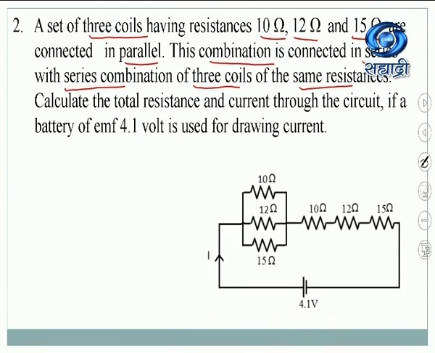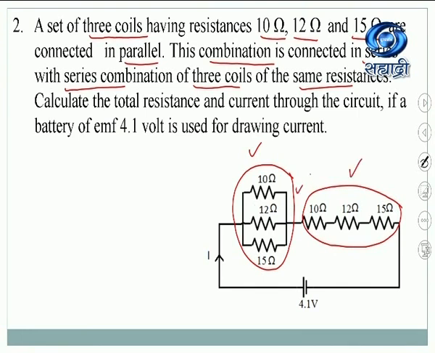If all of them are connected in series and this is connected in series with this parallel combination, see here in the diagram. First of all, they are connected in parallel. Then they are connected in series, same resistors, 10, 12 and 15. And these two are connected in series. So this is important. Therefore, this numerical is chosen here. So calculate the total resistance and current through the circuit.